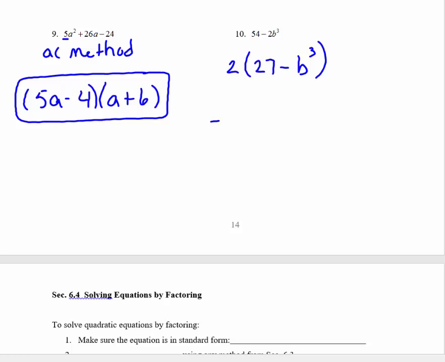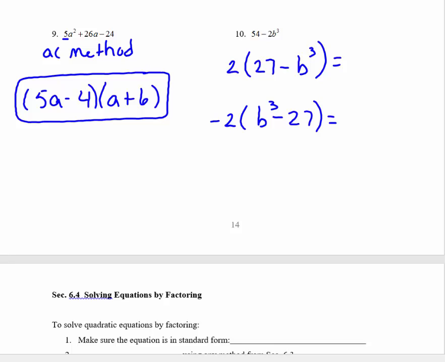However, if you pull out a negative 2, that flips the binomial, so we get b cubed minus 27. So you could either pull out a 2 and factor it as is, or pull out a negative 2, it flips, and then factor as is. So either way, you're going to get an answer that looks a little bit different, but it actually is truly the same answer.